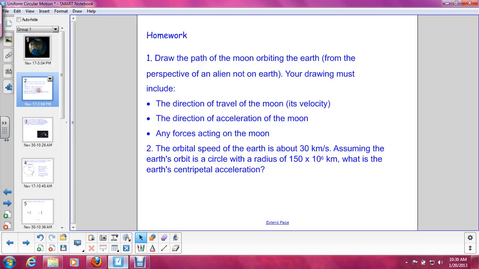So before we get started, I want to throw up the homework questions so you can be looking for how to answer these problems as we go through the lecture. The first question asks you to draw the path of the moon orbiting the Earth from the perspective of an alien not on Earth. So you're looking at the Earth and the moon. Your drawing must include the direction of travel of the moon, or its velocity, the direction of acceleration of the moon, and any forces acting on the moon.